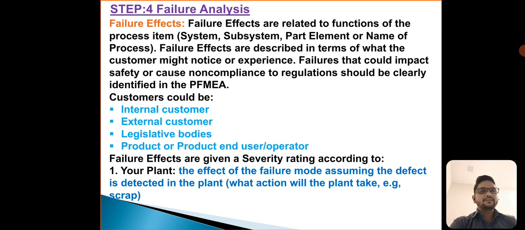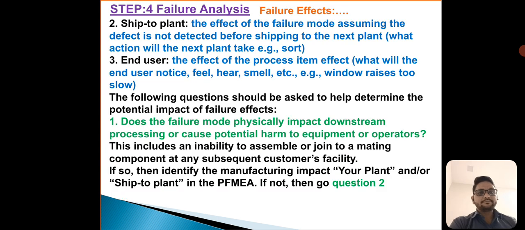Next is failure effect. Failure effect is related to the function of the process item, system, subsystem, and part element or name of the process. We need to focus on the internal customer, external customer, legislative bodies, end user, and operators. A failure effect can be given a severity rating according to your plant. What is the effect of the failure mode assuming the defect is detected in the plant? Then what action will be taken, such as the part being scrapped.